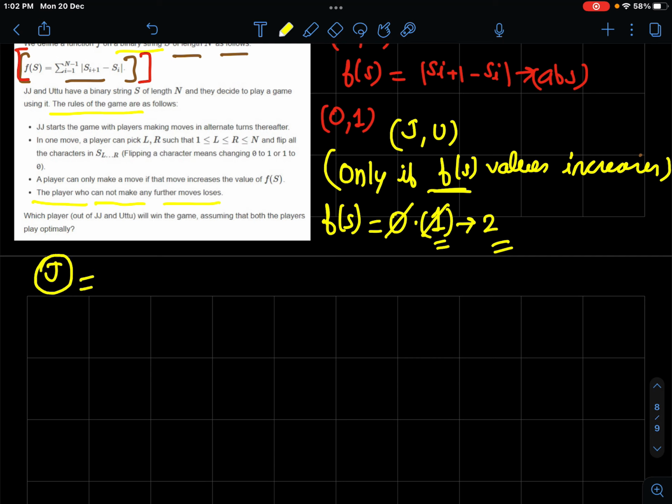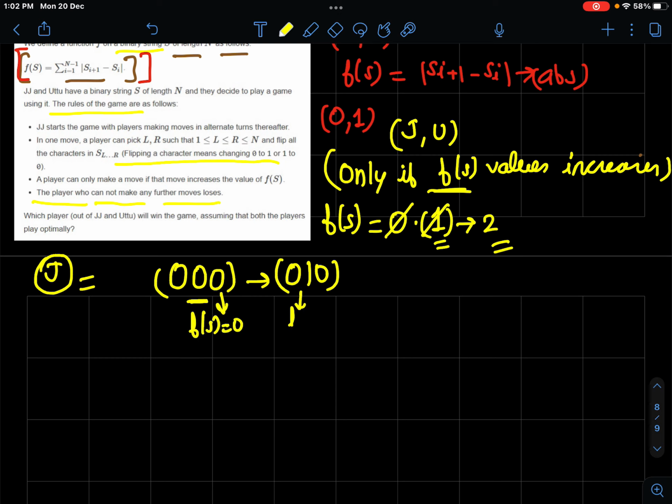J makes the first move. Suppose we have a test case like 0 0 0. J flips a character, which means 0 to 1. After flipping a character, if the value of Fs increases, then J has made a move. After flipping the middle element here, the value of Fs was 0 and now the value of Fs goes to 1. So we can say that J has made the move.